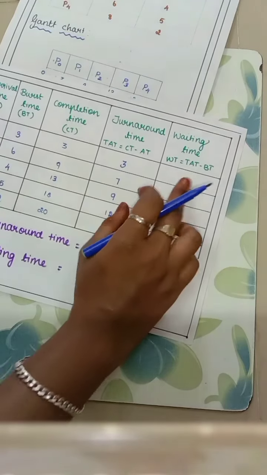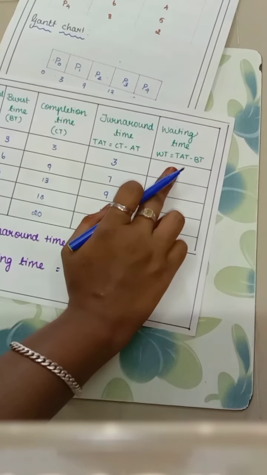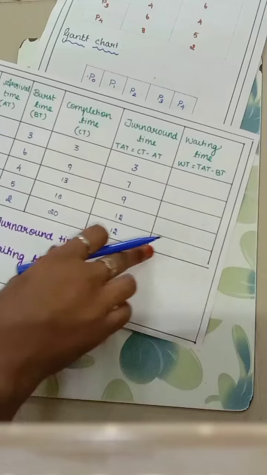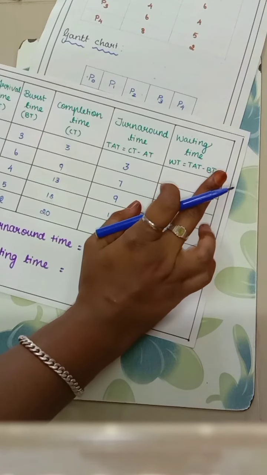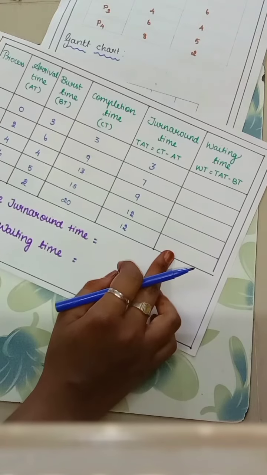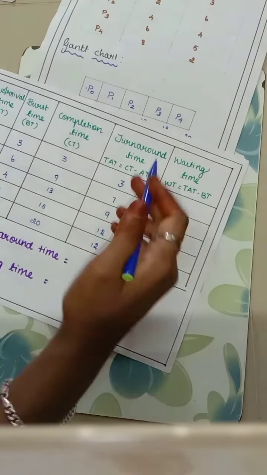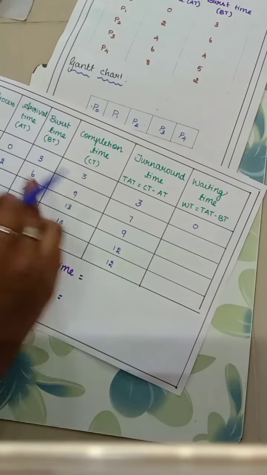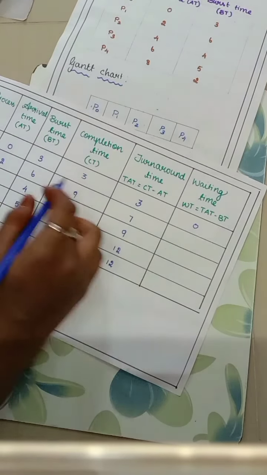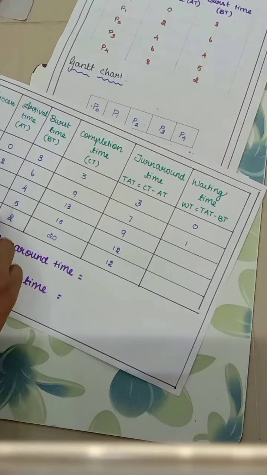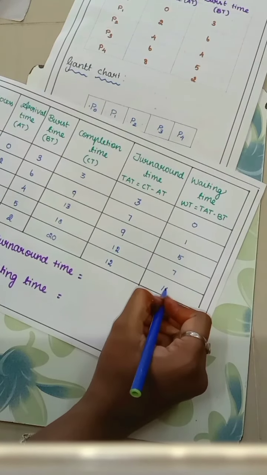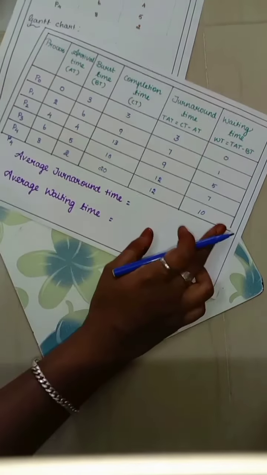Now we have to calculate waiting time, in short WT. It means how much time the process waits in the queue for its execution. The formula of waiting time is TAT minus burst time. Let us calculate it. The turnaround time of P0 is 3 and the burst time is 3. 3 minus 3 becomes 0. Next process, the TAT for process 1 is 7 and burst time is 6. 7 minus 6 is 1. Likewise the other processes can be filled, and 7 and 10. The waiting time is over.